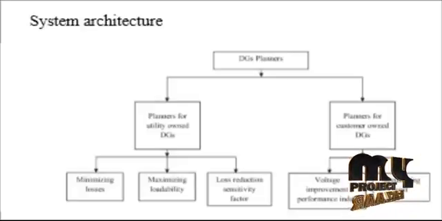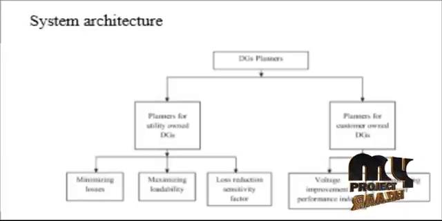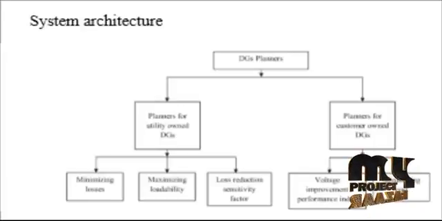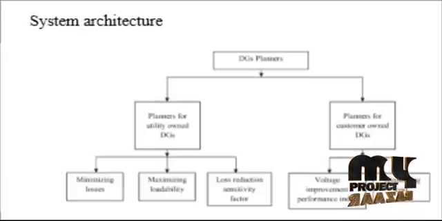The generators transmit the power, and we find the power loss and cost, and then the voltage and the ranking of the bus system, which bus is giving the most transmission power and voltage. So the objectives are minimizing the losses, maximizing the loadability, loss reduction sensitive factors, and the planners and customers own DGs, the voltage improvement performance index, and minimizing cost. This is the main objective of these flows.